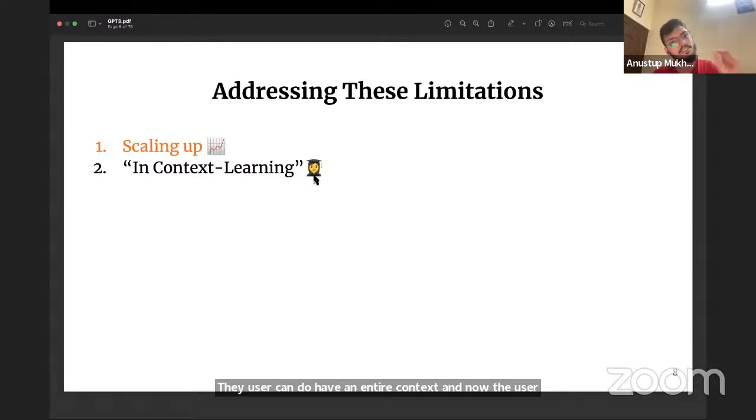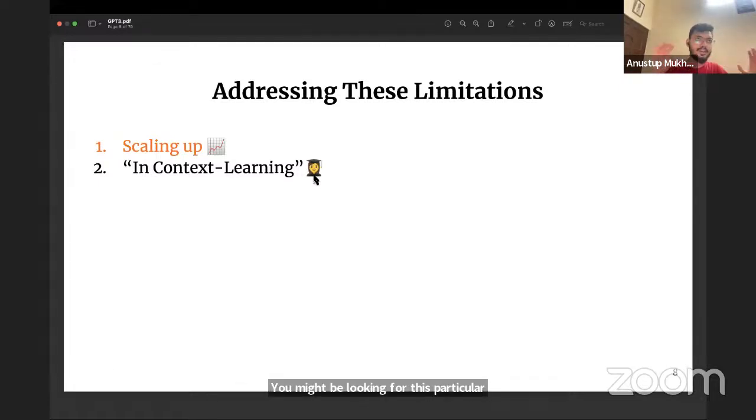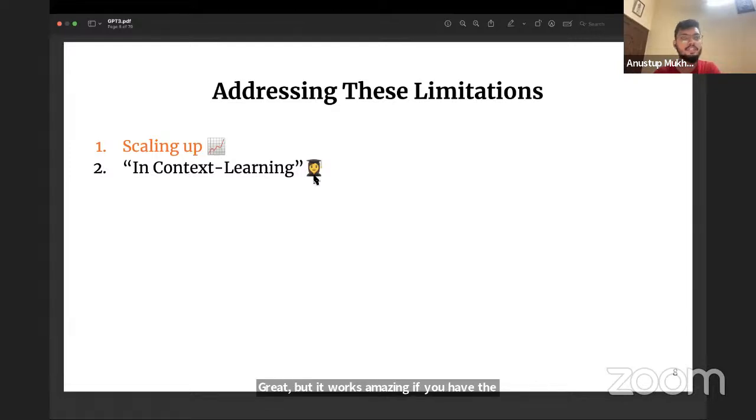What you can do is give an immediate prompt to the user. Hey, you are stuck in this way. I guess based on your previous operations, you might be looking for this particular thing. You can use that for a recommendation engine, but that is again for an entirely controlled case. But it works amazingly if you have the entire context. If you have the context, then you can use GPT-3 for your controlled use cases.